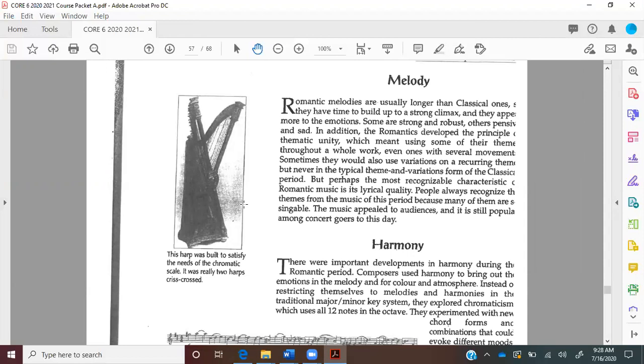In addition, the Romantics developed the principle of thematic unity, which meant using some of their themes throughout an entire work, even ones with several movements. Sometimes they would also use variations on a recurring theme, but never in a typical theme and variations form of the classical period. But perhaps the most recognizable characteristic of Romantic music is its lyrical quality. People always recognize the themes from the music of this period because many of them are so singable. The music appealed to audiences and is still popular among concert goers to this day.